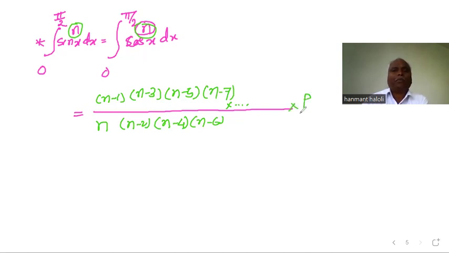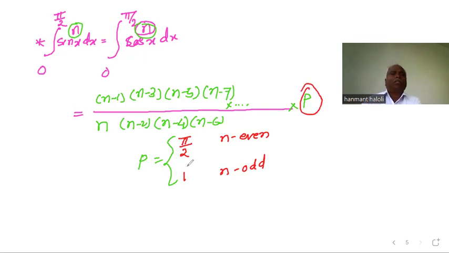and here into p, into p. Now the role of p, again I told in the previous sine function, is in the form of either pi by 2 or 1. When n is an even number it is pi by 2, and if n is an odd number, that value of p takes 1. This is the reduction formula for the sine and cosine functions. And whenever the limits are given to you as 0 to pi by 2, this is the standard formula to reduce them into simple numerical values.